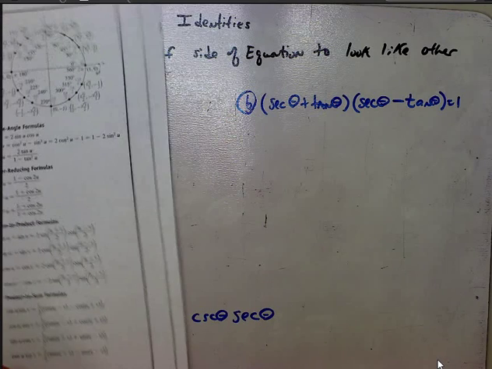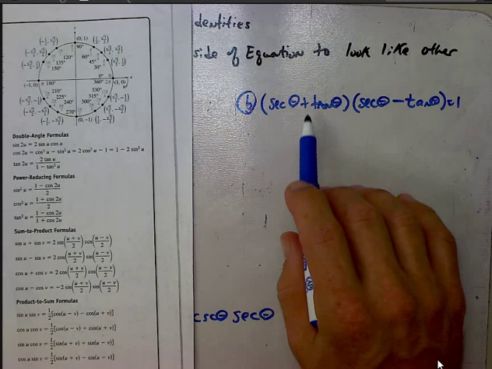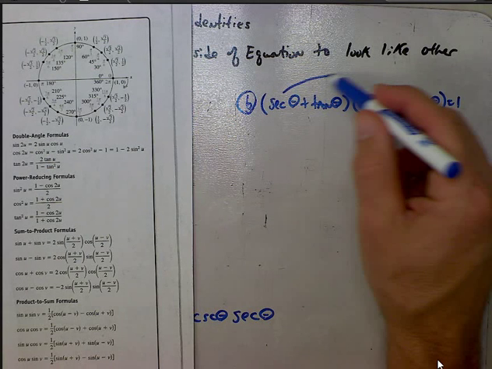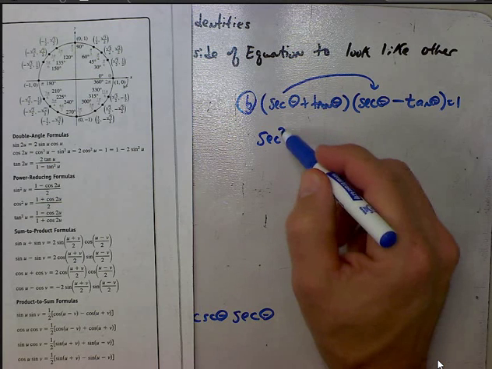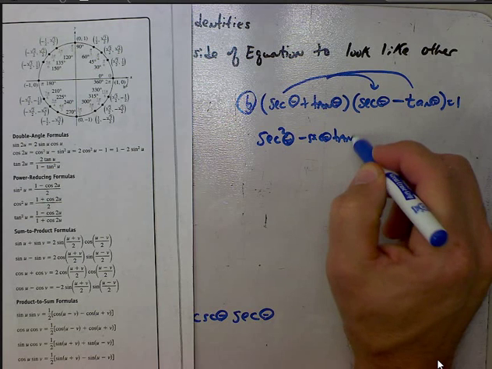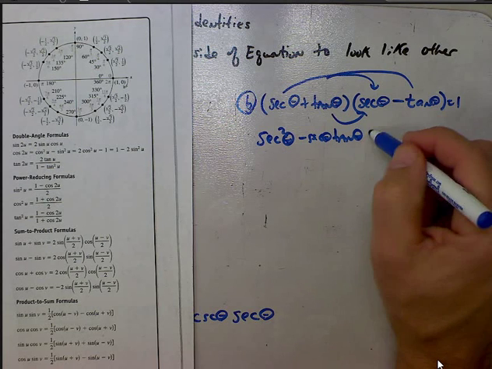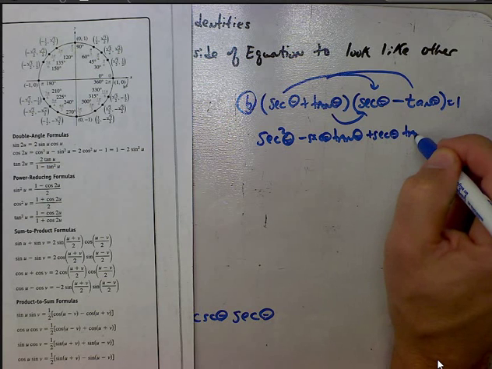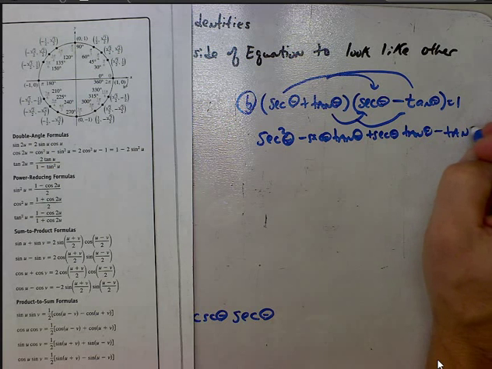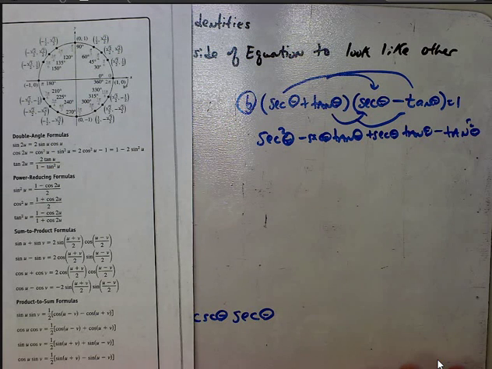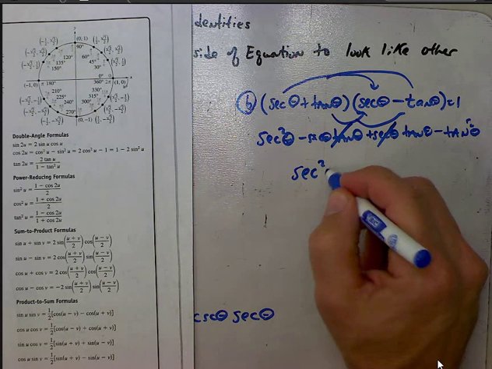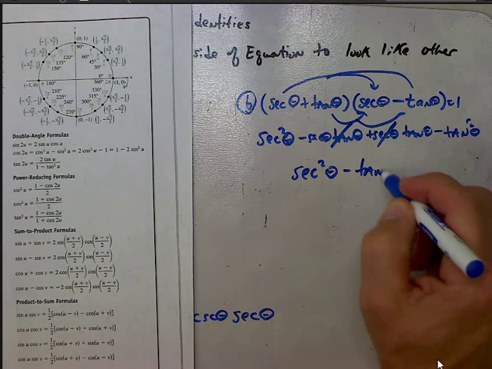For B, I'm going to try to simplify this left side and make it equal to 1. The first thing I notice I should do is FOIL or distributive property. So secant squared theta minus secant theta tangent theta plus secant theta tangent theta minus tangent squared of theta. These cancel each other out, leaving me with secant squared of theta minus tangent squared of theta equal to 1.